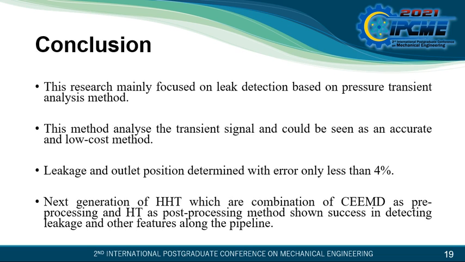As a conclusion, this research mainly focused on leak detection based on the pressure transient analysis method. This method analyzed the transient signal and could be seen as an accurate and low-cost method. Leakage and outlet positions were determined with an error of less than 4%. The next generation of HHT, which is a combination of CEEMD as pre-processing and HT as post-processing method, shows success in detecting leakage and other features along the pipeline.